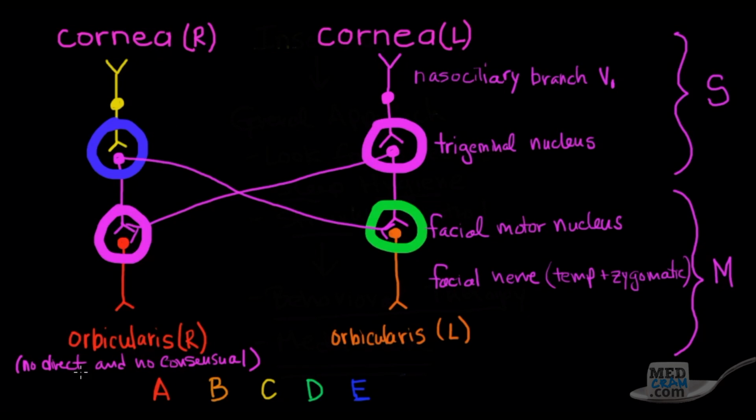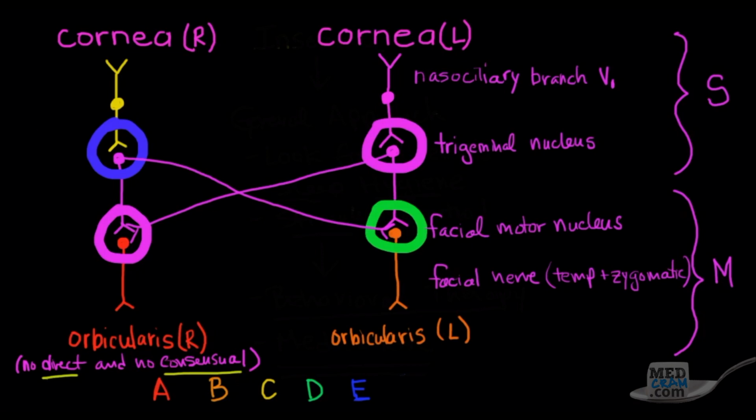Now, you've got to understand what the difference is between direct and consensual. Since you have two eyes, the corneal reflex is where you actually touch the cornea with a very, very light tip of a Q-tip or a piece of cotton. And when you touch it on, for instance, the right side, if the right eyelid closes, that's called a direct response. If the left closes, that's called a consensual response.